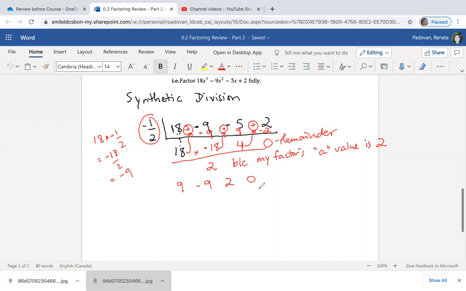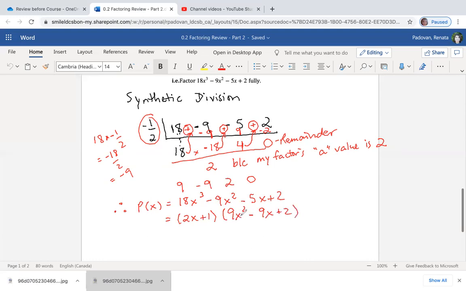So therefore, I've got part of my answer here. P of x equaling 18x cubed minus 9x squared, we're getting there, minus 5x plus 2. The factored answer at the beginning is 2x plus 1. And the other part of my answer is, remember, this is your constant, this has your x, this has your x squared, in order. So 9x squared minus 9x plus 2.